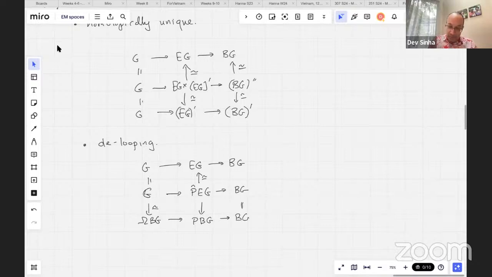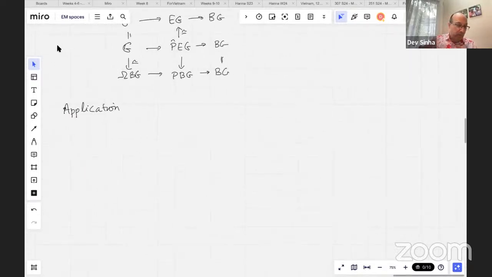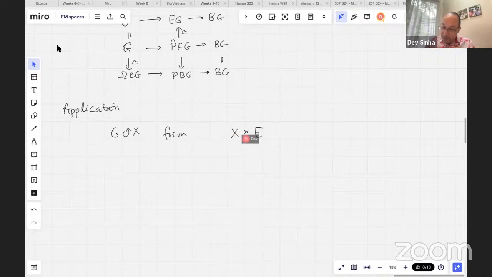let me say, rather than a property, this is an application. Suppose G acts on X, freely or not, you can form the quotient of X cross EG with G acting diagonally. This sits over BG, and it's pretty quick to see that there's a fiber X.